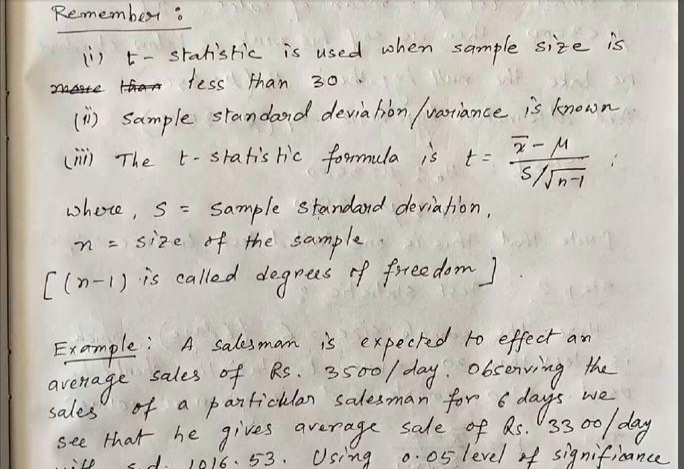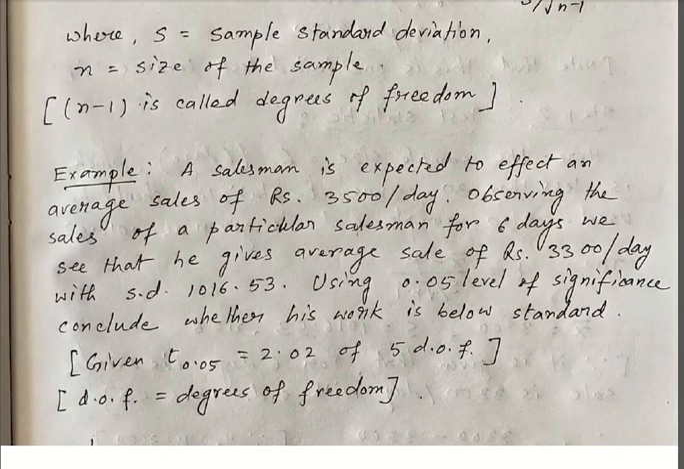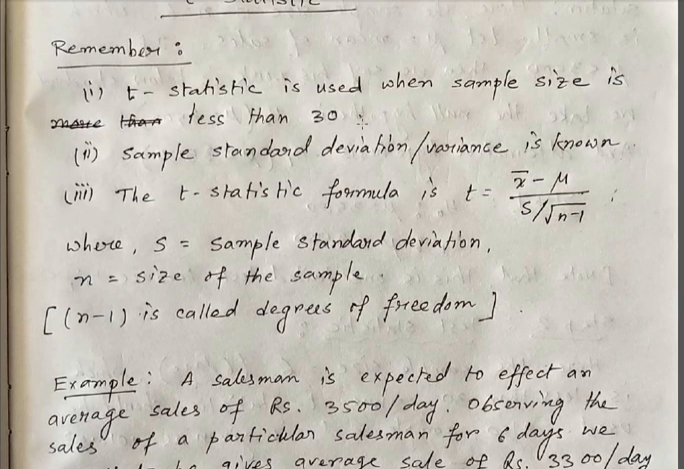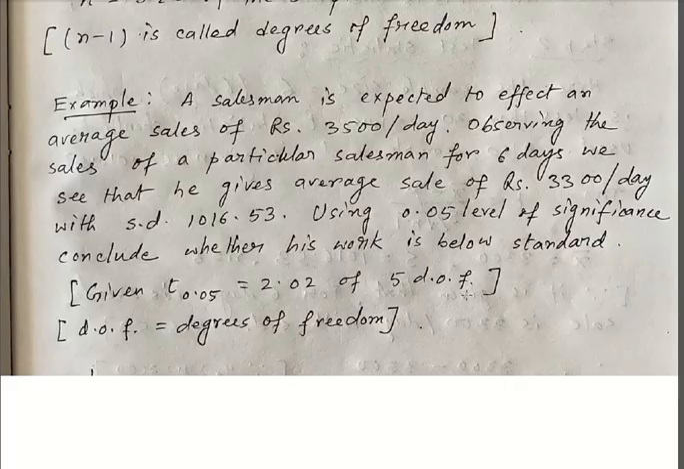So what I told, if sample standard deviation is given, then we should use T statistic. And the sample size is 6 days, so n equal to 6, which is less than 30. So we will obviously use T statistic here. We need to find the conclusion, whether the null hypothesis is acceptable or rejected at 0.05 level of significance. 0.05 means 5% level of significance. And given that t 0.05 equal to 2.02 at 5 degrees of freedom.